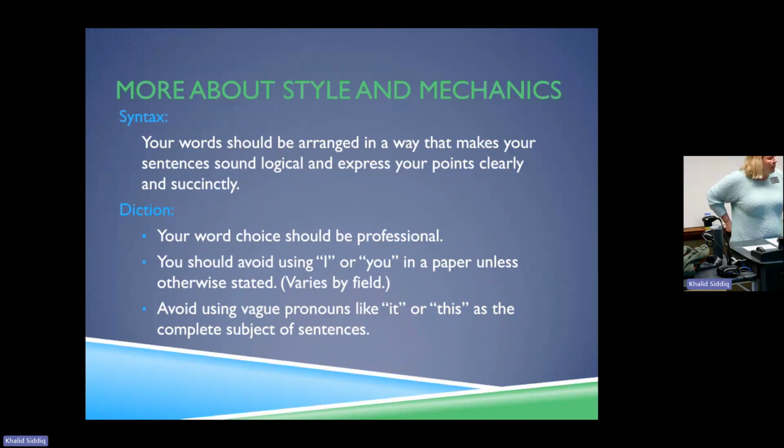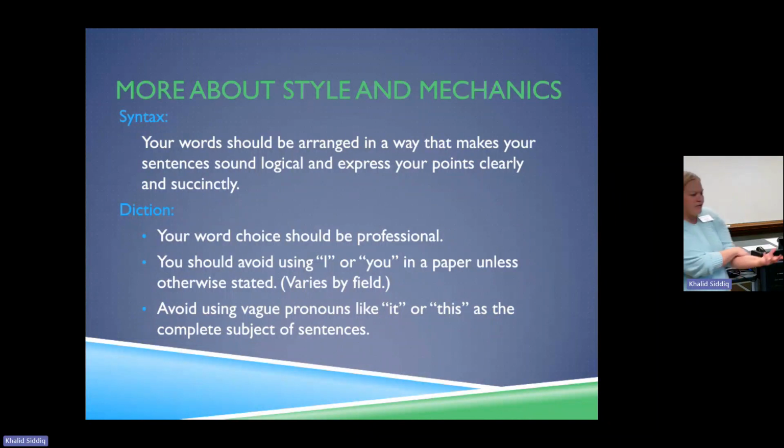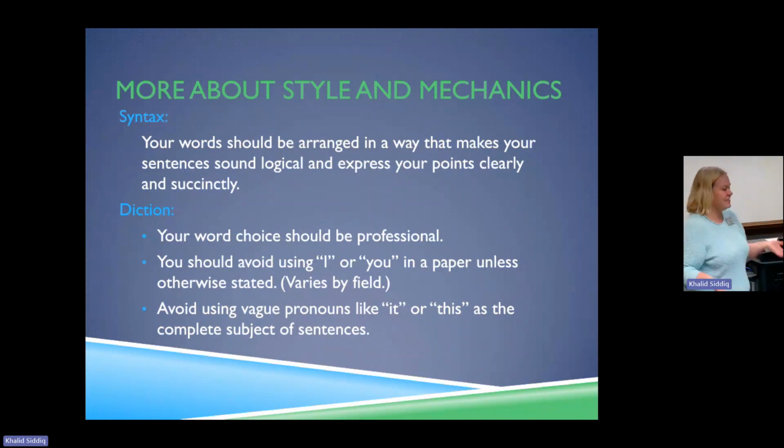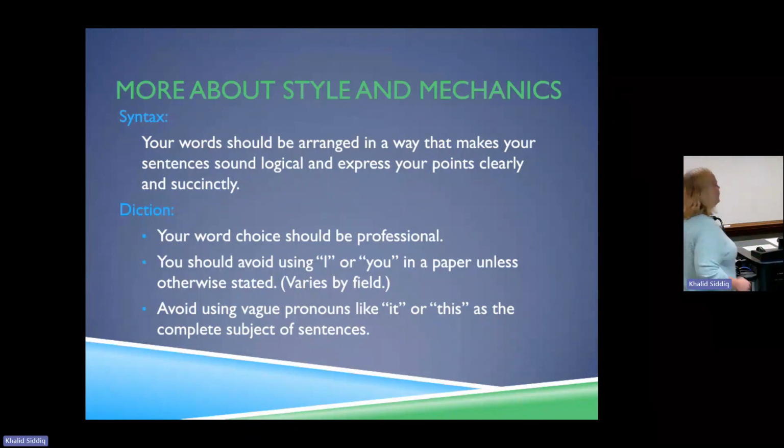Your word choices should be professional. Up here, we've got that you should avoid using I or you in a paper unless otherwise stated. I don't know. It varies by field, honestly. In a lot of fields, that seems to be really important to people. I think in the sciences, it seems to be really important to people. In other fields, it's not nearly as important. So if we're doing our own research, we can talk about our own research in some fields. So it varies by field.